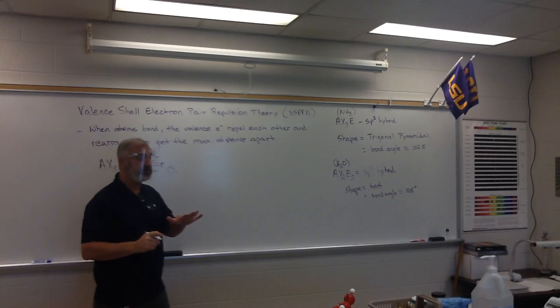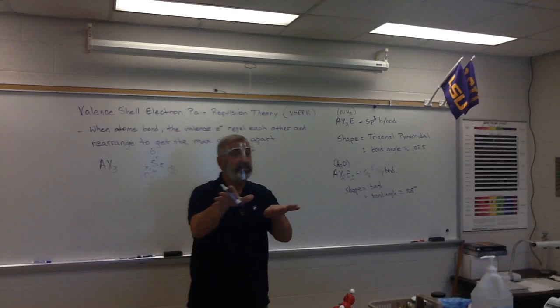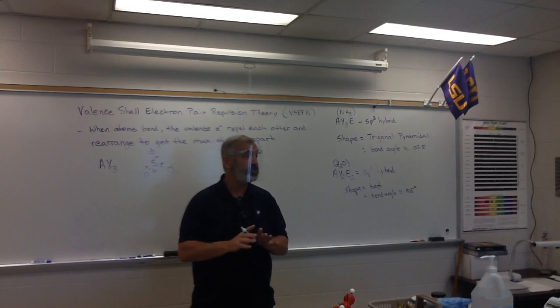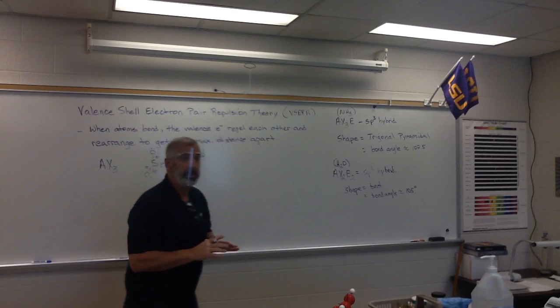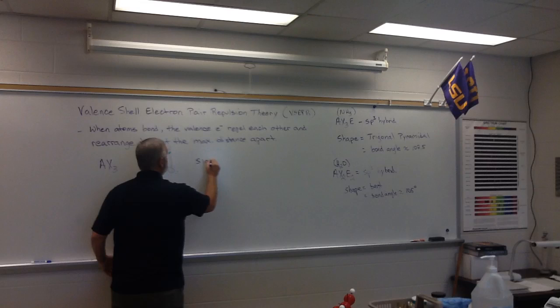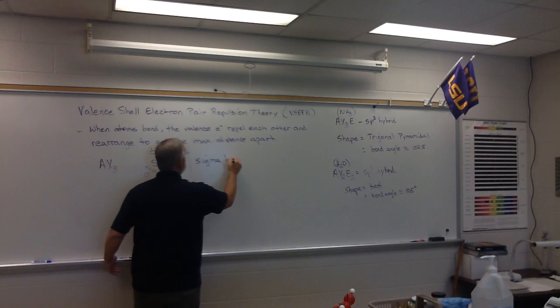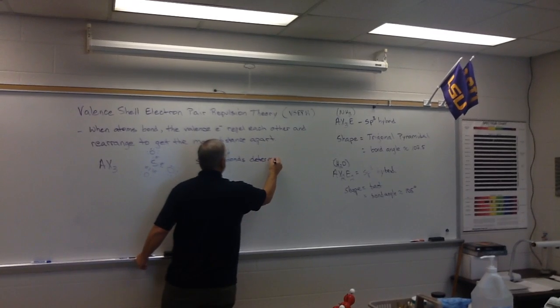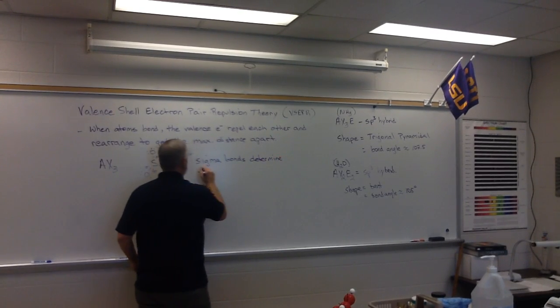The sigma bonds are what's going to determine the shape. The pi bond's just going to be that perpendicular one that's going to overlap side to side. It doesn't really affect the shape. The sigma bonds affect the shape. Okay? So sigma bonds determine the shape.